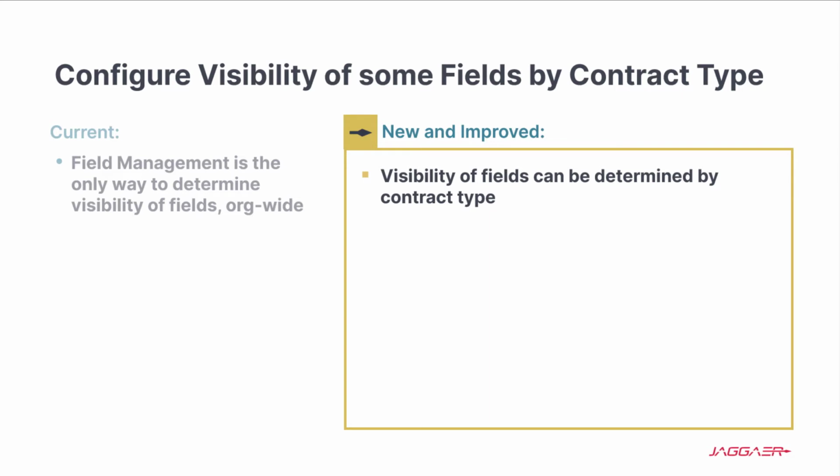For example, if you are creating an NDA, there are probably some fields that you don't really need to complete or even see on the contract header, such as review date information, jurisdiction, etc. So now you have the option to hide them.